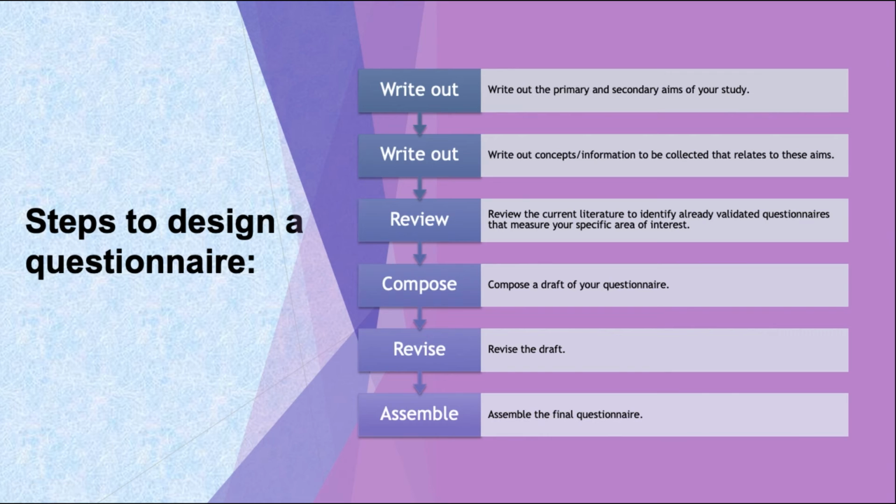So what are the steps to design a questionnaire? The first is to write out the primary and secondary aims of your study. What exactly do you want to investigate? Then write out the concept information to be collected that relates to these aims, and review the current literature to identify only the validated questionnaires that measure your specific area.